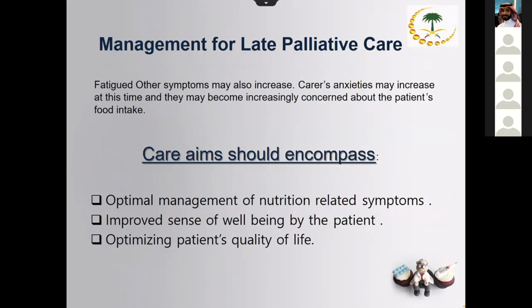patients experience a general deterioration in their condition, reduced appetite, reduced oral intake, and increasing fatigue. Other symptoms may also increase. So the goals of nutritional therapy should not be weight gain or reversal of malnourishment, but should be about quality of life, including comfort, symptom relief, and enjoyable food. Aggressive feeding may not be appropriate, especially if eating and drinking causes discomfort and anxiety for the patient.